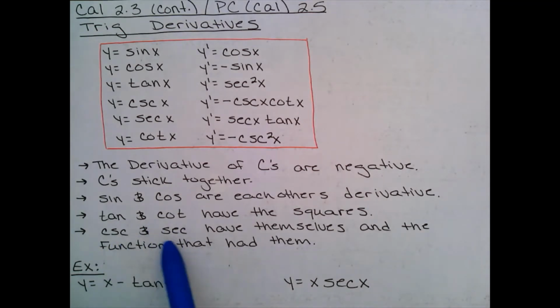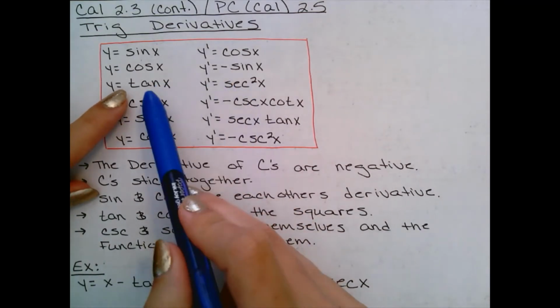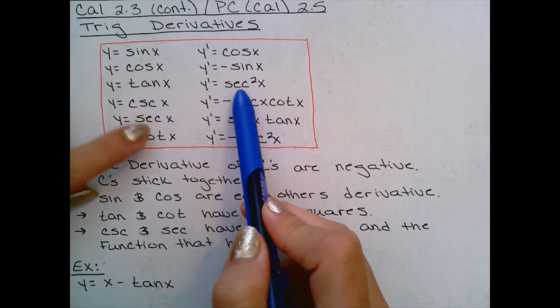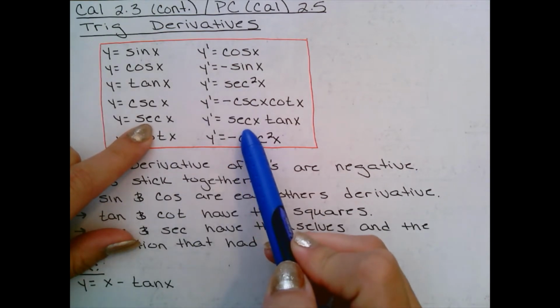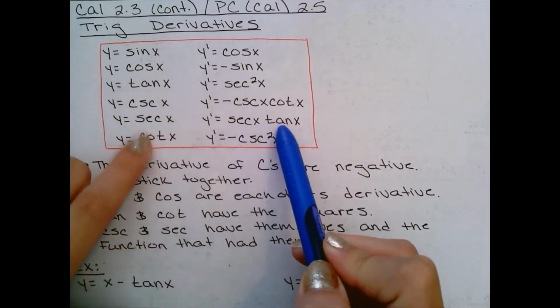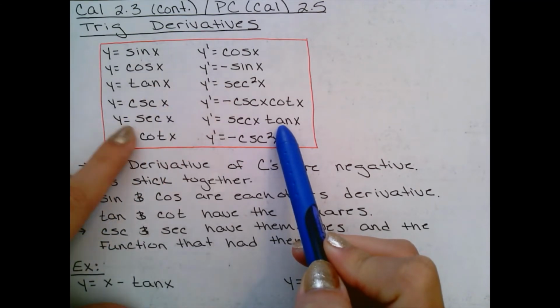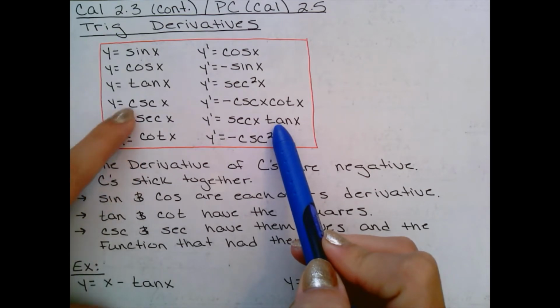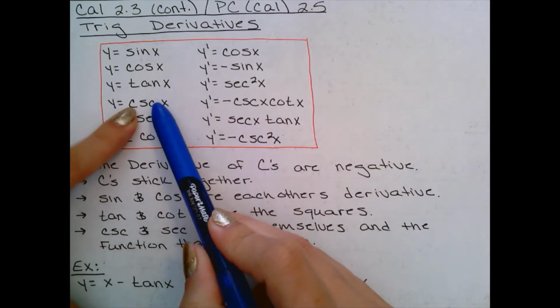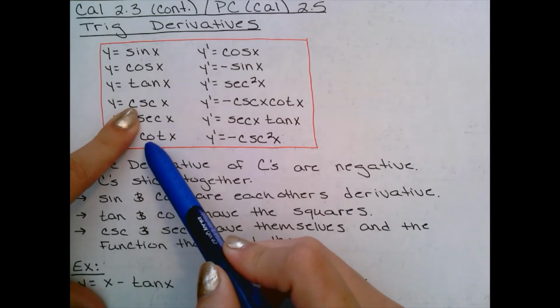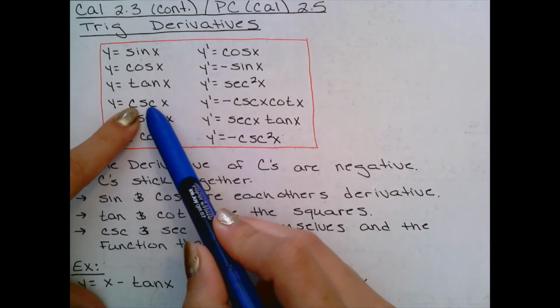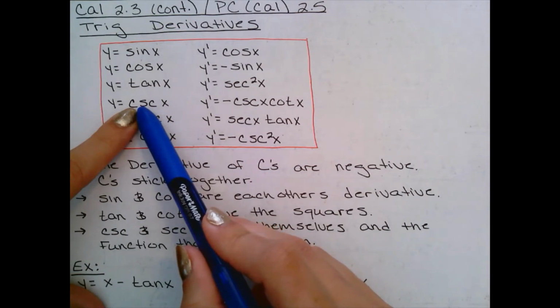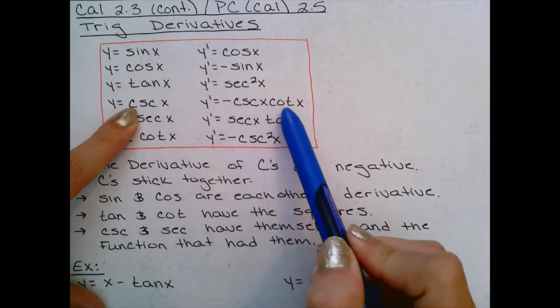And lastly, cosecant and secant have themselves and the function that had them. So, for example, we just said that the derivative of tangent was secant. So when I go to do secant, it has itself and the function that had him or her. Okay, so the derivative of secant is secant tangent. Same thing for cosecant, okay? The function that had a derivative of cosecant was cotangent, and we remember that because C's stick together. So the derivative of cosecant, it's a C, so it's negative, is itself, cosecant, and cotangent, the one that had him.